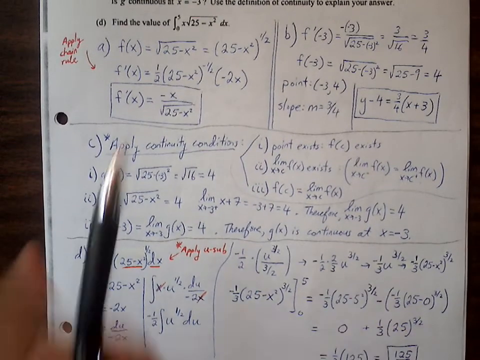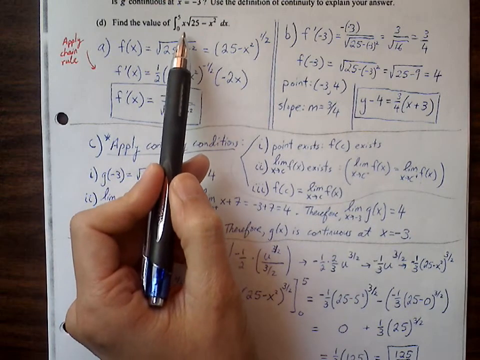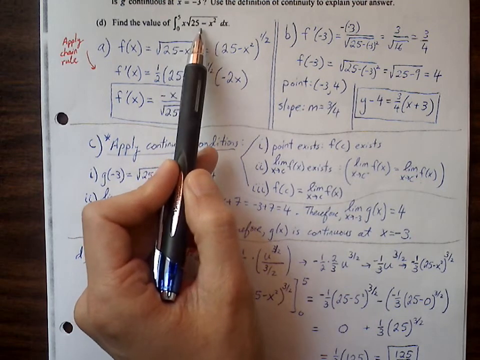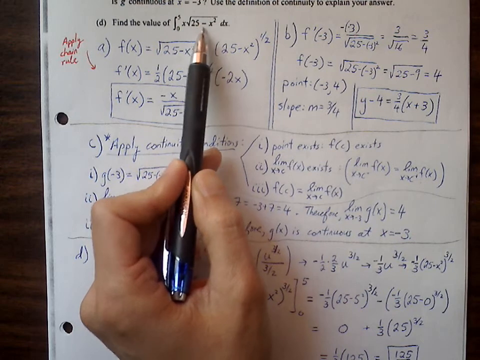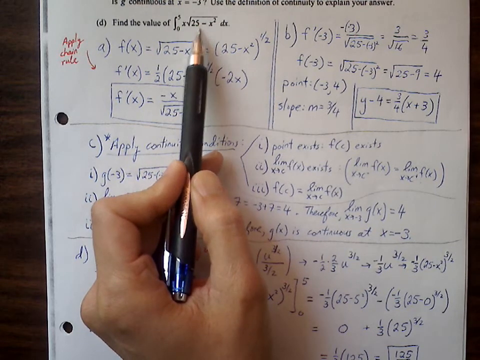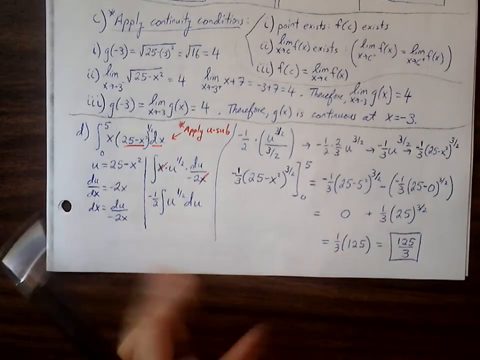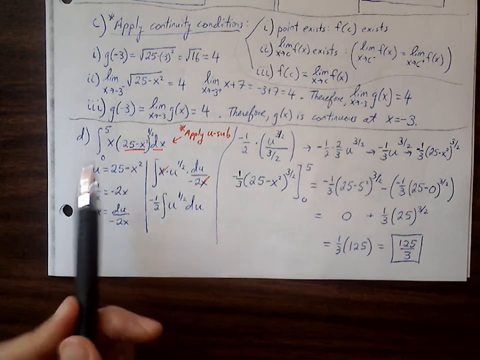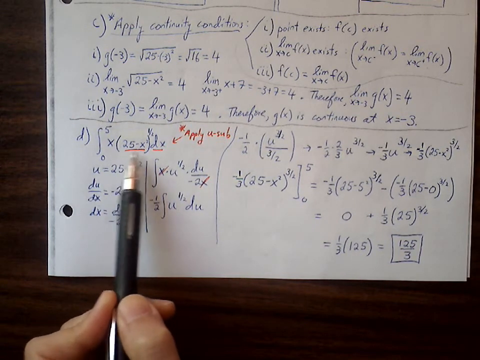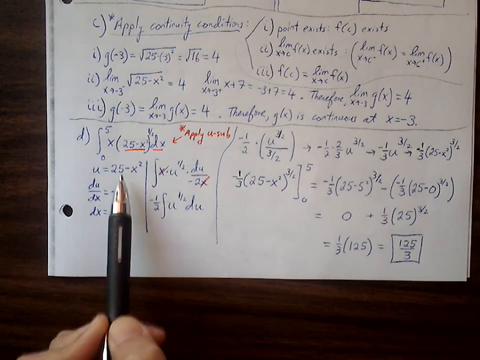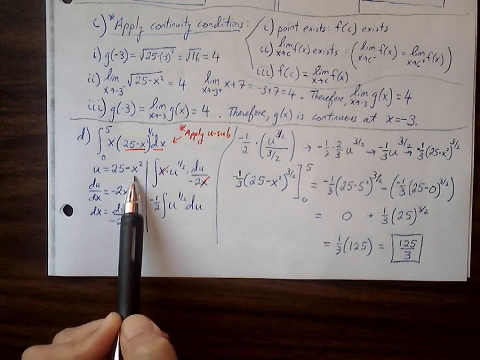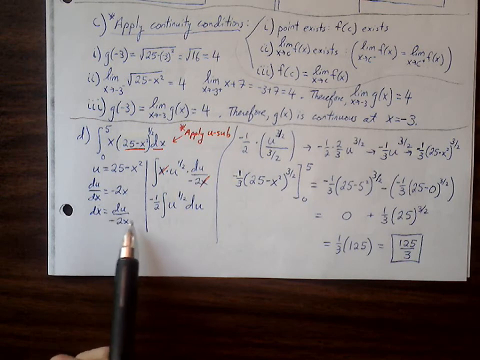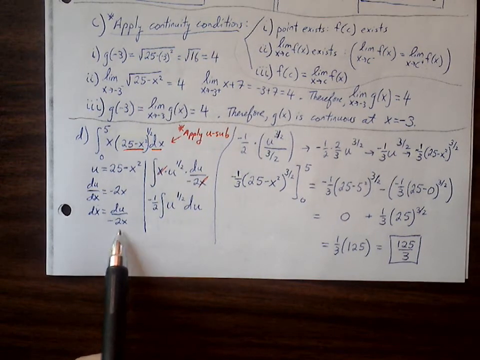For part D, find the value of the antiderivative of this definite integral from 0 to 5. This is not something that we can expand and rely on the power rule, so we're going to use substitution. But let's rewrite this integrand first with parentheses. We'll convert that square root to parentheses to the 1/2. Our u value is nicely stored inside the parentheses here. We'll let the u value be what's inside the parentheses, 25 minus x squared. We find the derivative, 25 goes to 0, negative x squared becomes negative 2x. Cross multiply, solve for dx, we get dx equals du over negative 2x.